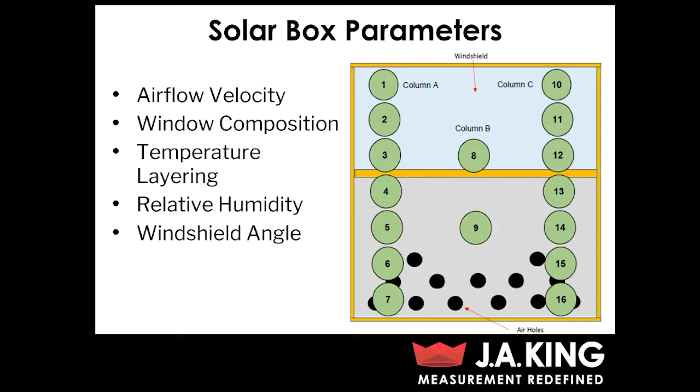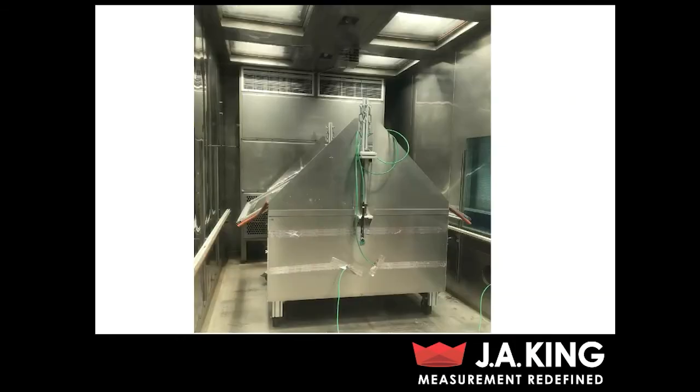And typically these parameters are all going to be defined in either your test specification, or you're going to want to match them to the actual vehicle that you're testing. And this is just an example of an image of a solar box that we created here at J.A. King. It is somewhat configurable. We've got holes in the side of the box that can be plugged or opened up. And then also the windshield angle can be changed based on the actual parts that we're testing.